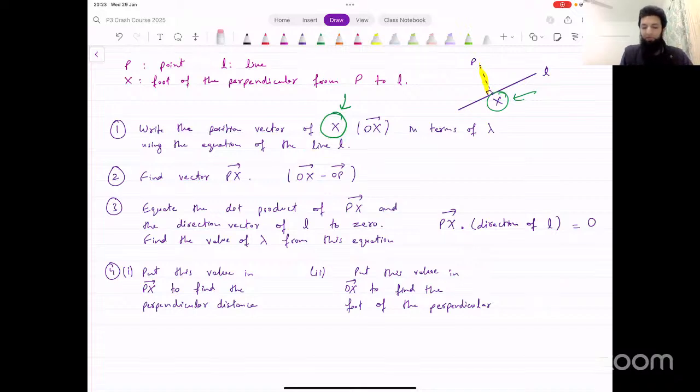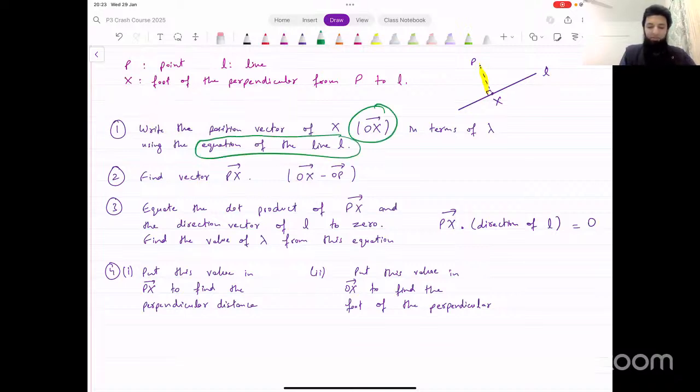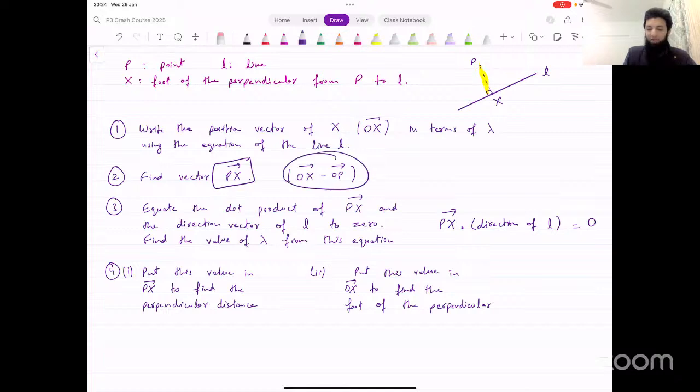So whatever is the equation of the line L, we say that is the position vector of x, because x is the point on the line and the equation represents every single point on the line. OX vector will be the same as the equation of the line L. That's the first thing we do. Once you have the vector OX, then you find the vector PX using OX minus OP. That's the second thing you do.